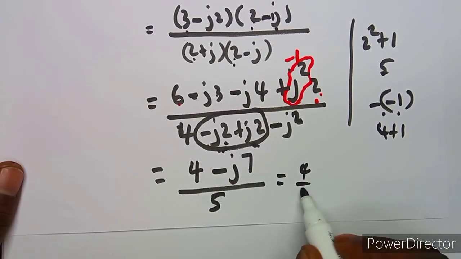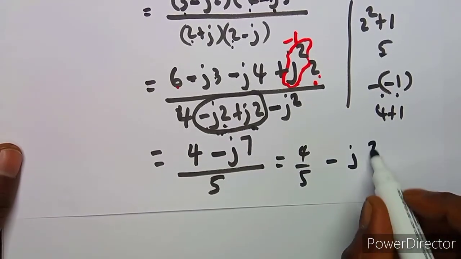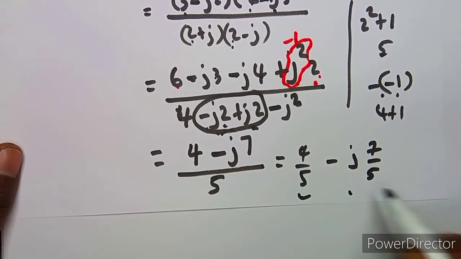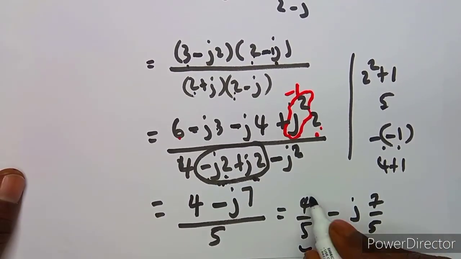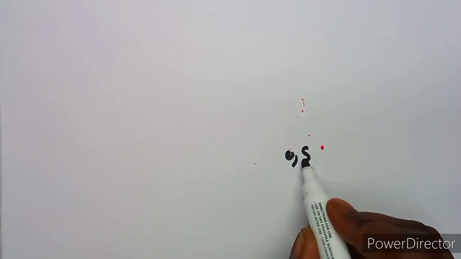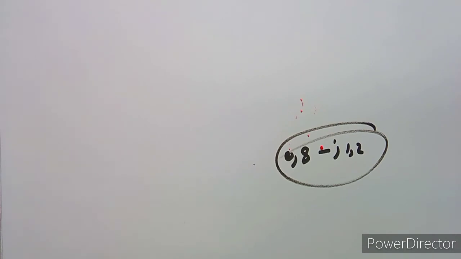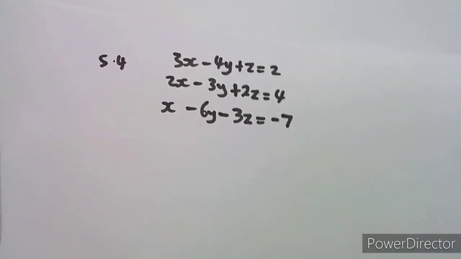So it's going to be 4 over 5 minus j7 over 5, just like that. Or you can write it as a decimal, depending on what you want. As a decimal, it's going to be 0.8 minus j1.4, something like that, if I'm not mistaken there. So that is what you actually needed. So as you can see, guys, some of these questions are just a matter of application of what you'll be given at that moment. Then let us just quickly rush through this question.